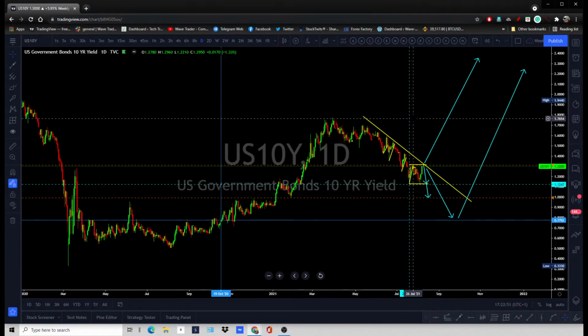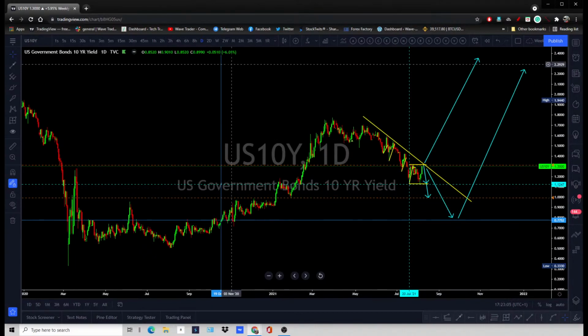As we can see, growth is slowing down. There are many other issues going on in the world right now, which can drive the yield lower rather than breaking out to the upside. So that's the bigger picture.